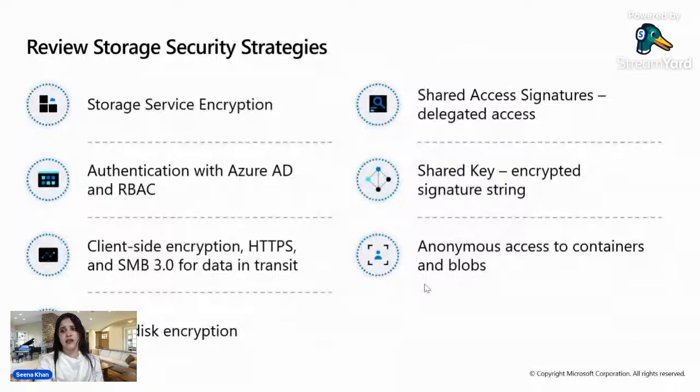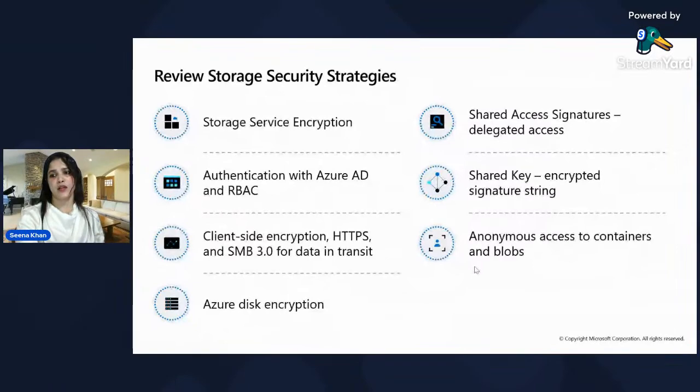Then shared key authorization relies on the Azure storage account access keys and other parameters to produce an encrypted signature string. Then anonymous access to containers and blobs. Optionally you can make the blob resources public at the container or the blob level. So there are two ways you can provide accessibility, for the blobs or the containers. A public container or blob is accessible to any user for anonymous read access.